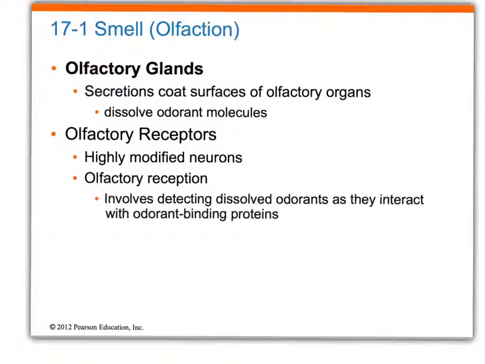The rest of the olfactory epithelium consists of some supporting cells. You have olfactory glands which just secrete a little bit of a watery fluid to help dissolve the odorant molecules in addition to the receptors. So the supporting tissue of the olfactory glands is simply there to make sure that the olfactory receptors are actually going to be able to do their job.